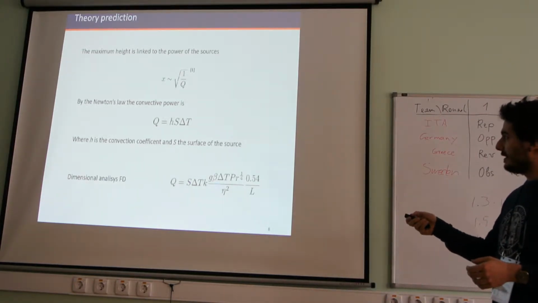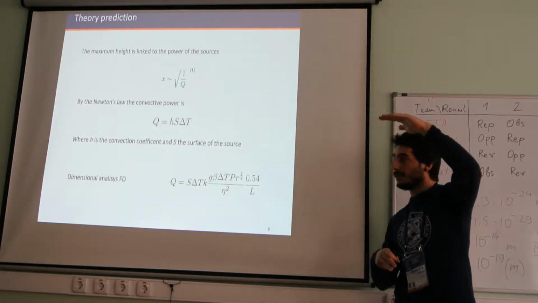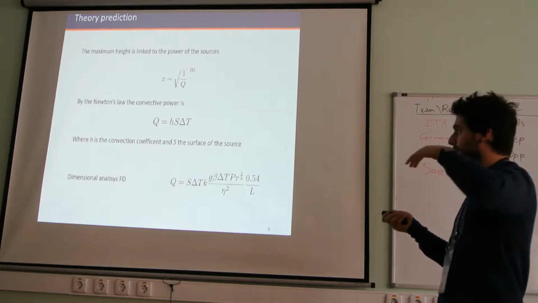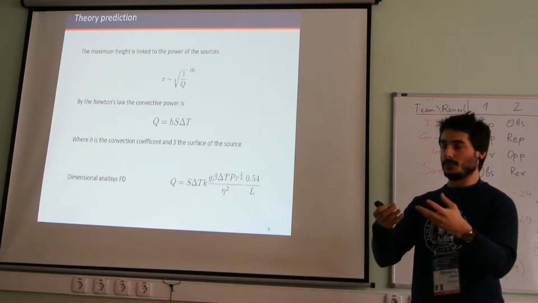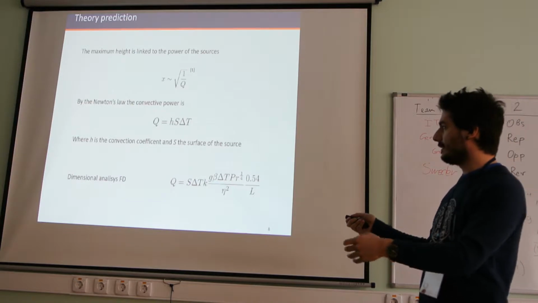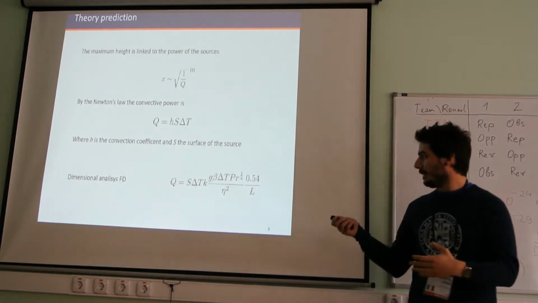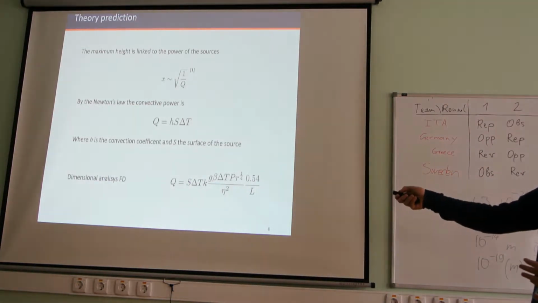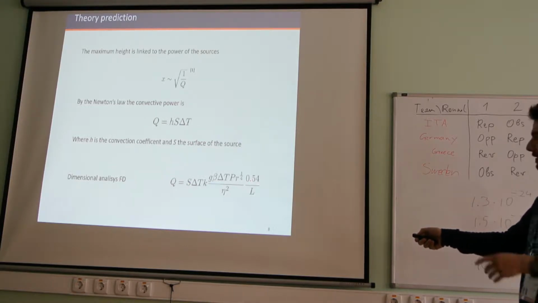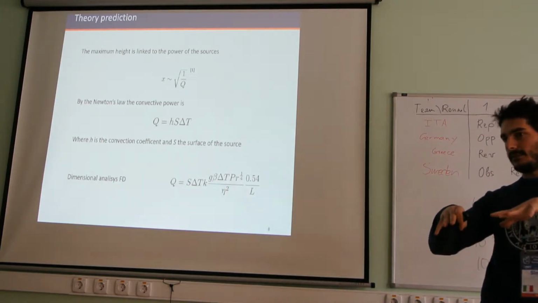From fluid dynamics and thermodynamics, we can show that the maximum height for the laminar state goes like this, and by Newton's law, the power, the heat emitted by the candle in a convective motion, is like this, where h is the convective coefficient, A is the surface of the wick, and delta T is the difference of temperature. And using the method of dimensional analysis of fluid dynamics, we can evaluate the convective coefficient like this, where this is a tabulated form, and this is a coefficient table for a plate surface.